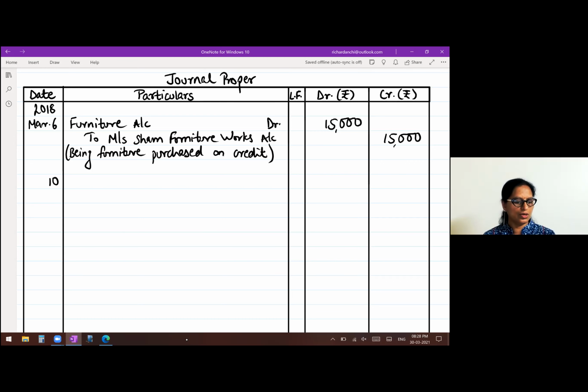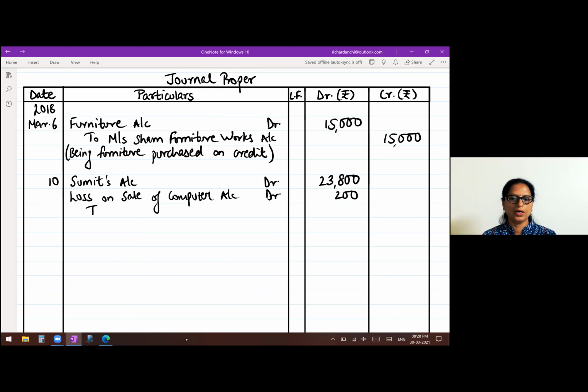So write the entry. Sumit's account debit 23,800. Loss on sale of computer account 200. To computer account 24,000. Narration. Being computer sold on credit.